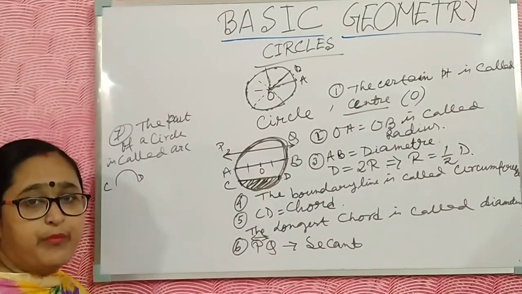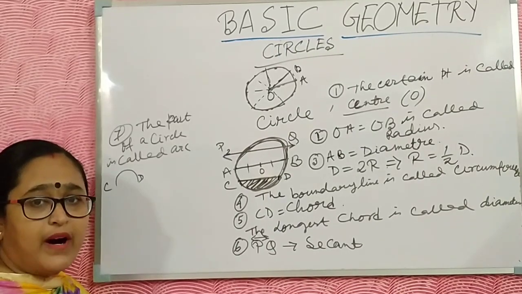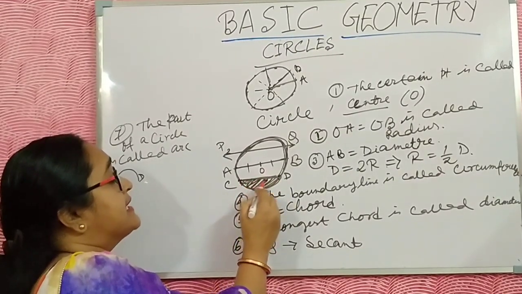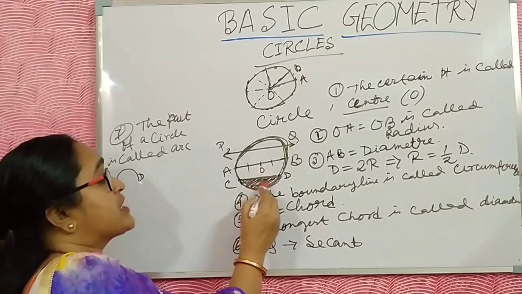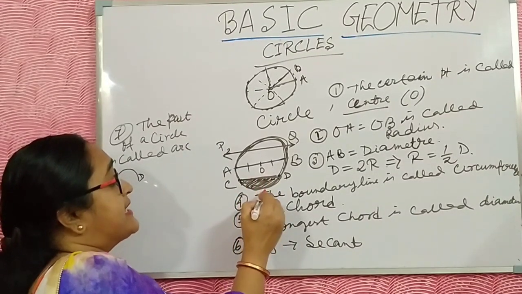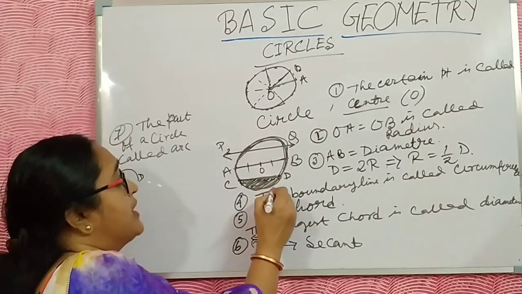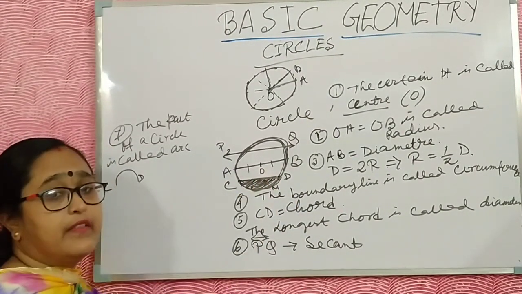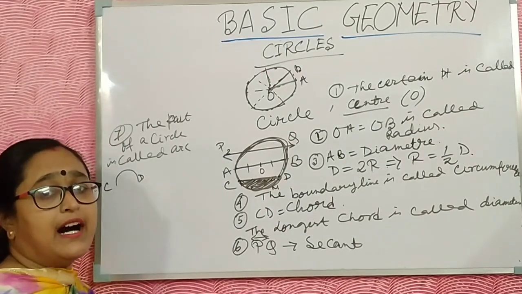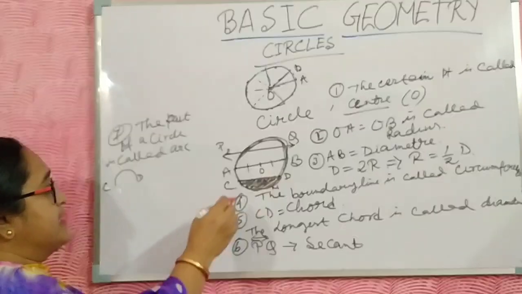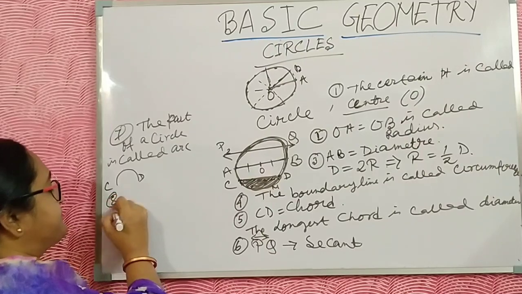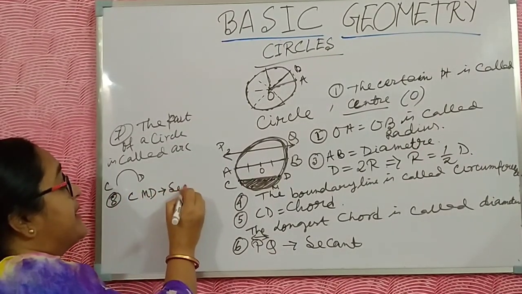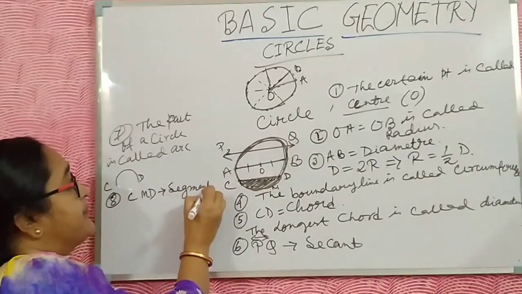And now the segment. What is a segment? A chord and the arc make the segment. This portion is called the segment. The chord and the arc make a segment. Here the segment CMD is also a segment.